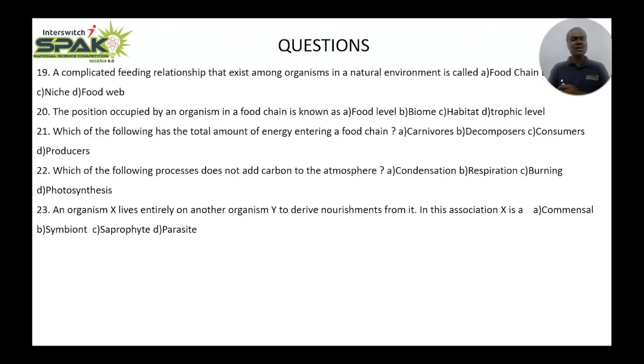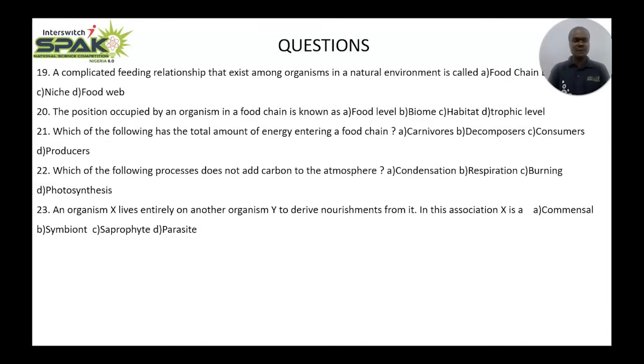An organism X lives entirely on another organism Y to derive nourishment from it. In this association, X is a dash. A commensal? No, I explained commensal not long ago. Symbiont? No, symbionts live in a mutualistic relationship with another organism. A saprophyte? No, saprophytes feed on decaying organic matter.